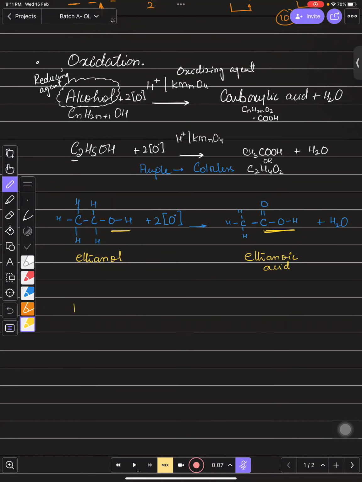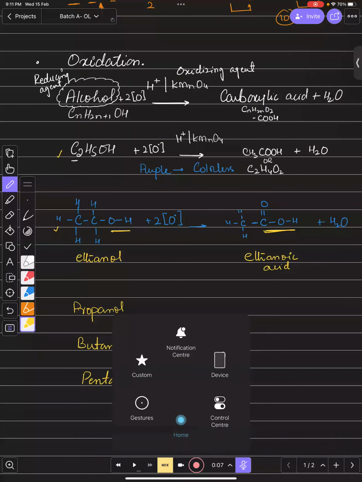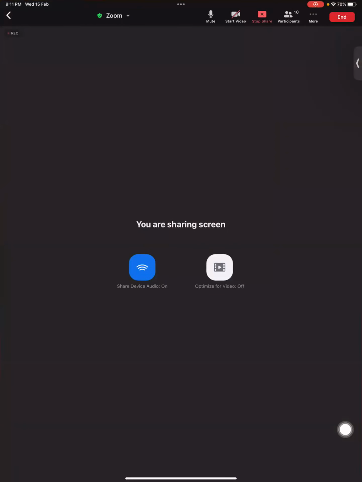Quickly show me propanol to propanoic acid in molecular form and in condensed form. Then show butanol to butanoic acid in molecular form, in condensed or in displayed form. And then pentanol to pentanoic acid in molecular form and in displayed form. Quickly write both types of equations and show me.